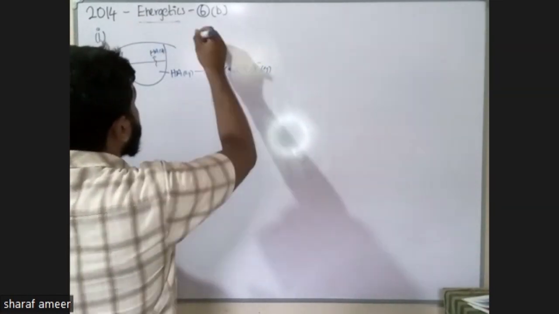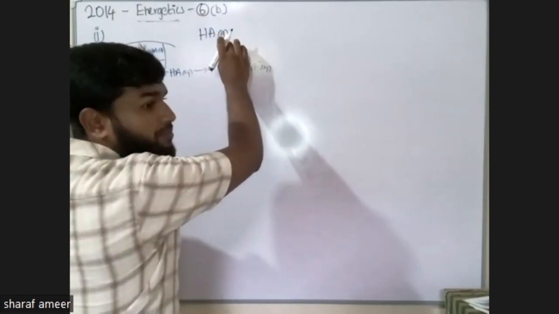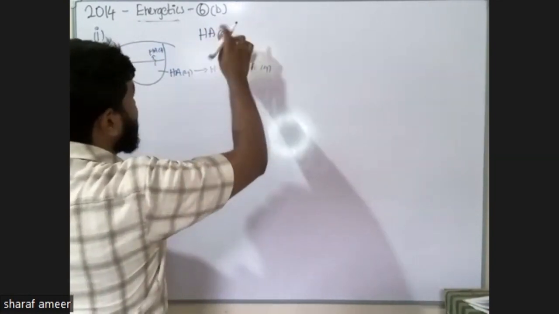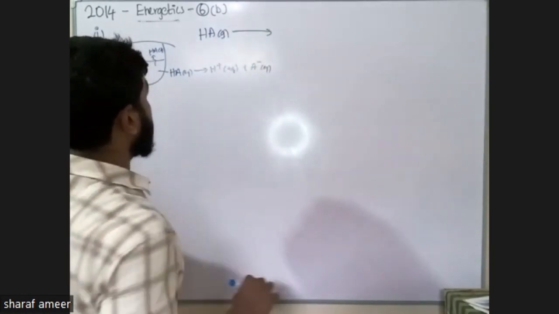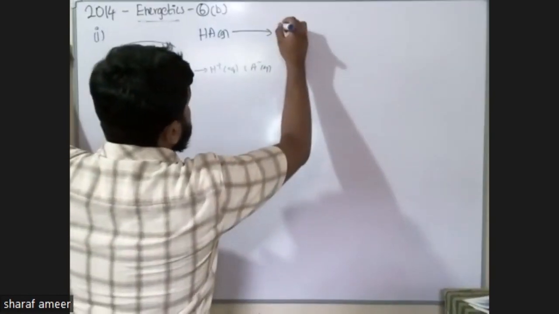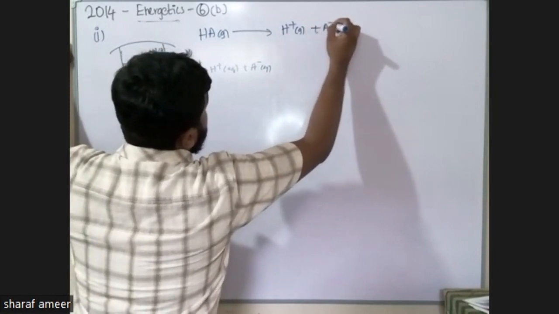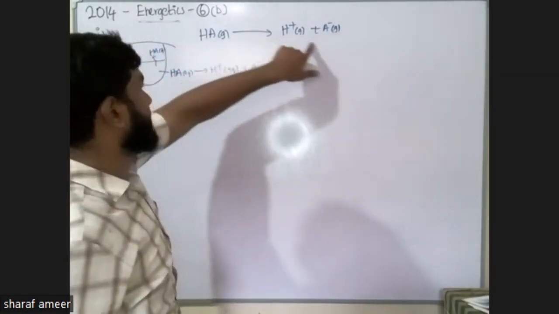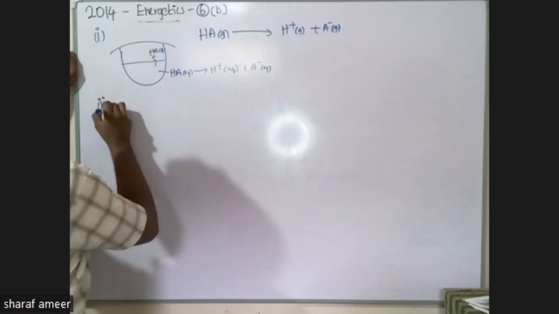So what will be the answer? HA gas. Here, the physical state is important, because they are asking for the gaseous state. So you need to show the physical states here, otherwise there are no marks, right? So HA gas dissociates to give H plus gas and A minus gas. So this is going to be the best answer. The equation is balanced here, right? Let's see the second question.